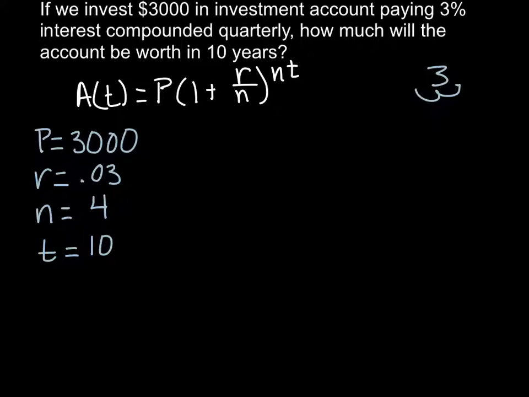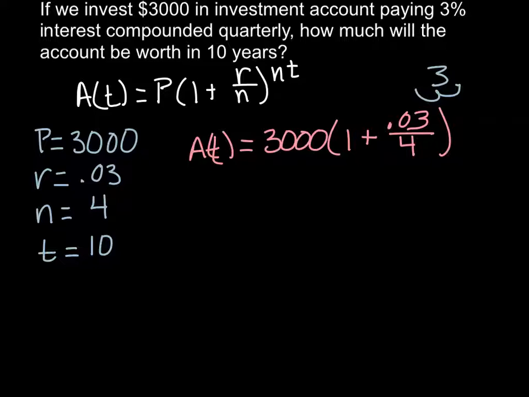So now I'm going to take this information and plug it in to the equation. 3,000, 1 plus 0.03 over 4, raised to the 4 times 10. So order of operations. I'm going to start in the middle right here. I have to do this first. 0.03 divided by 4 plus 1.